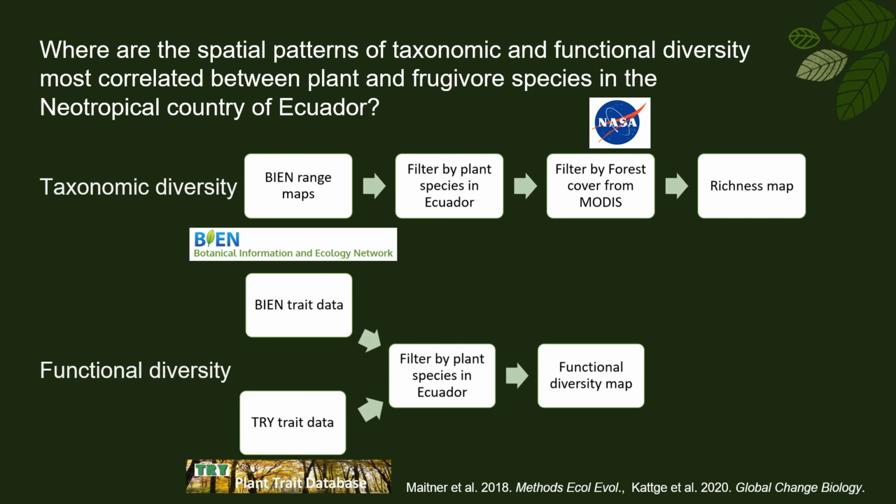To calculate the functional diversity, I will be combining data from the BIEN and TRY databases for a subset of traits for species in Ecuador. The results will be used to calculate and create a functional diversity map. Parallel methods were used for frugivores by a partnering PhD candidate.